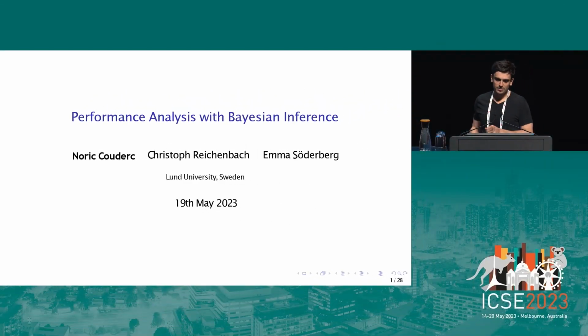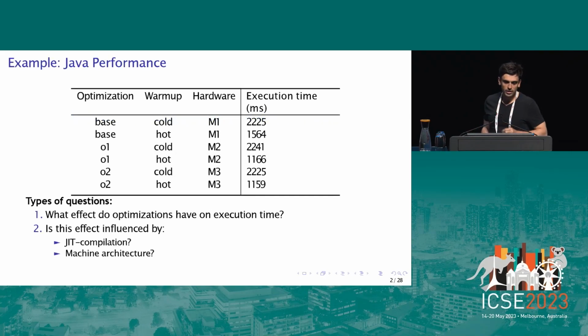So hi. My name is Norik, and I work in the context of Java performance. So I run stuff on my machine, and then I apply some optimizations to the program, and then I check if it runs faster. So usually we get tables like this that you've probably seen before, where we have an optimization with maybe a base level and other optimizations, but we also have some kind of contextual information, like was the JVM hot or cold, or what kind of hardware I'm using. And then you get the execution time.